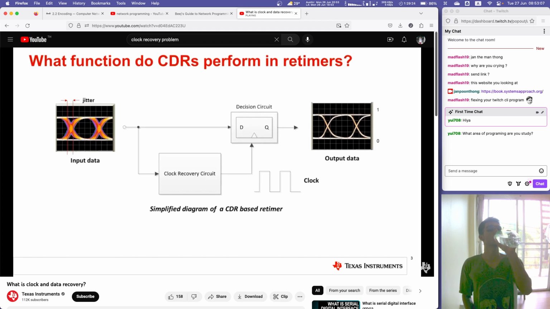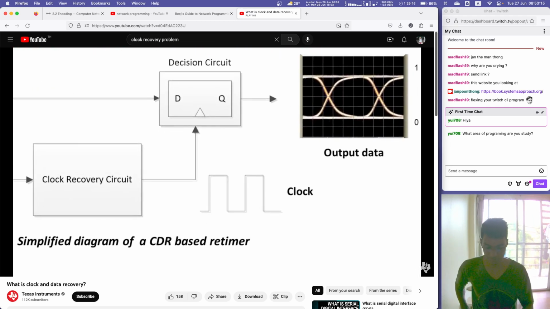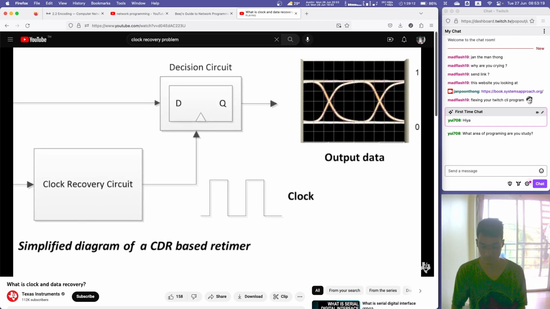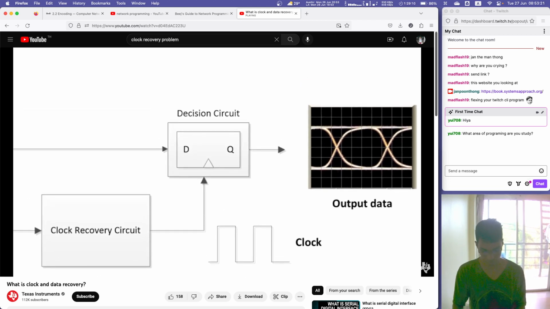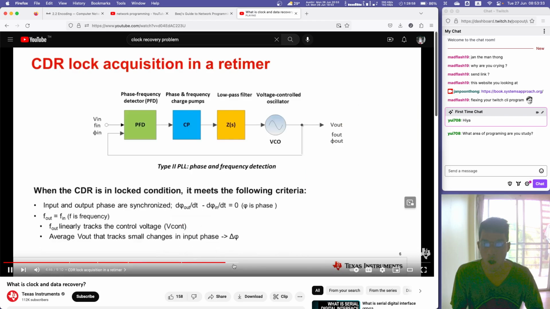What function do CDRs perform in retimers? The retimer uses its CDR to sense the input data and produce a periodic and synchronized clock. This clock, recovered from the data, is then used by a sampler decision circuit. The sampler outputs a 1 or a 0 depending on its input voltage level, and its sampling of the input data is clocked by the CDR. This retiming function using a clean recovered clock allows the output to the VCR CDR.